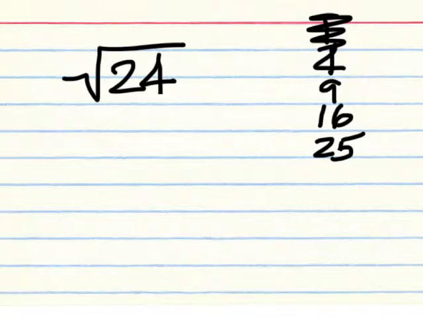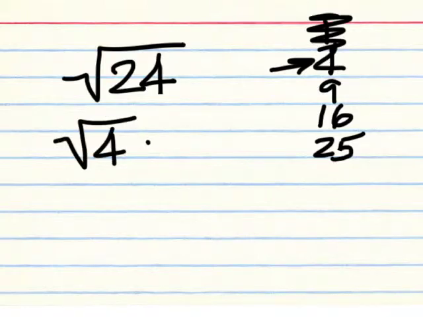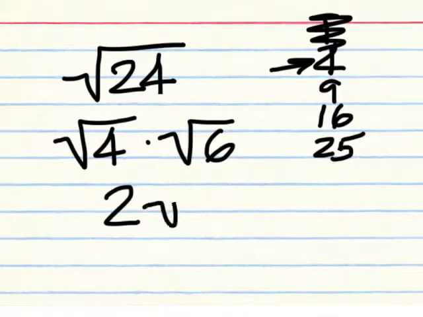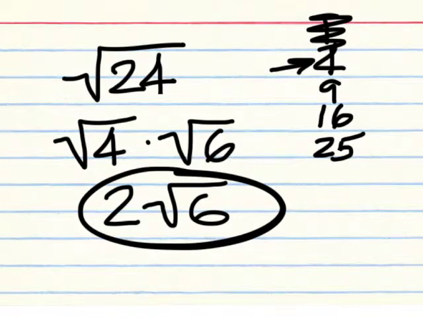It's what? 4, yeah. 4 is the highest perfect square that goes into 24. 4 times what? 6. But you're going to write it like this. The square root of 4 times the square root of 6. And then, what's the square root of 4? What two numbers do you multiply together to get 4? 2. So your final answer is 2 square root of 6.